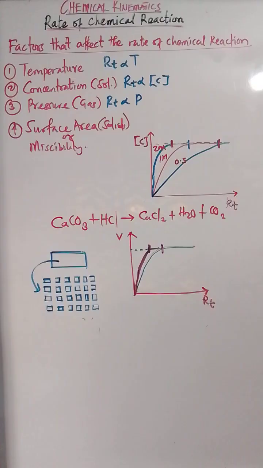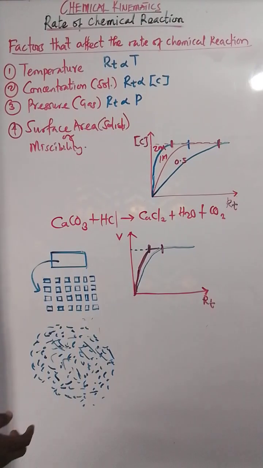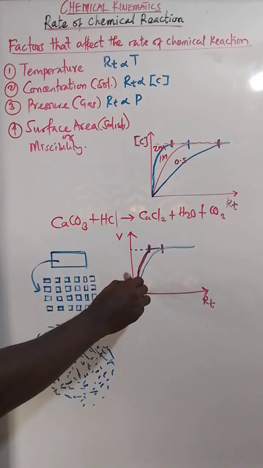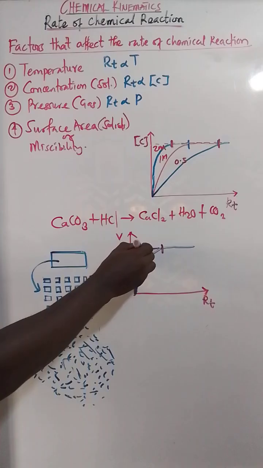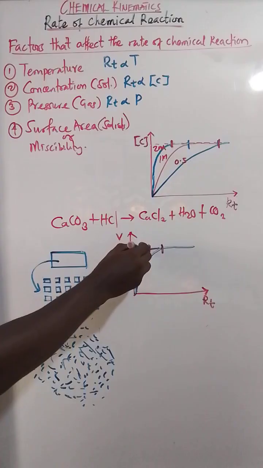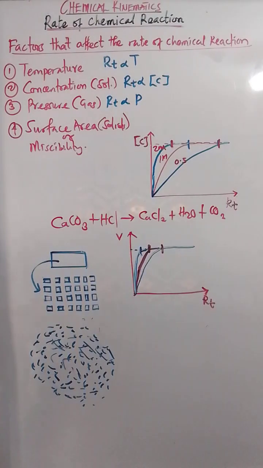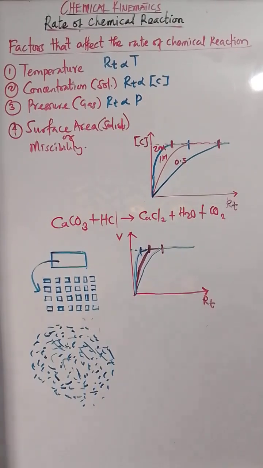What happens if we use powdered limestone? If we use powdered one, what happens? It has much larger area. Then at the end we have something like this. So the one with the highest surface area reaches completion first before others. So meaning the more the surface area, the higher the rate of chemical reaction. The question is why?